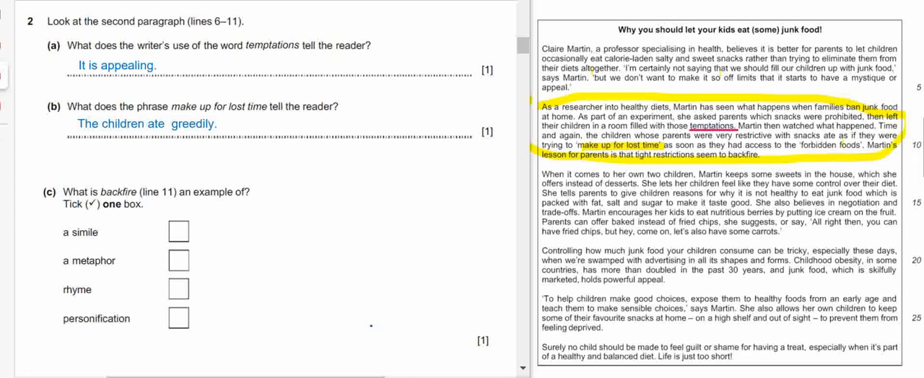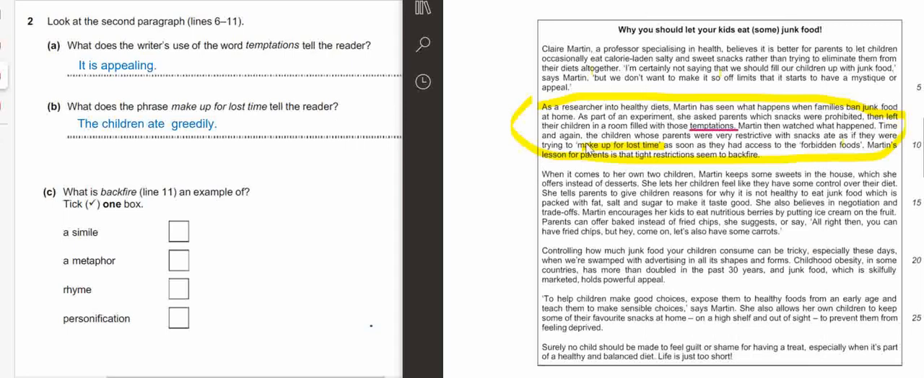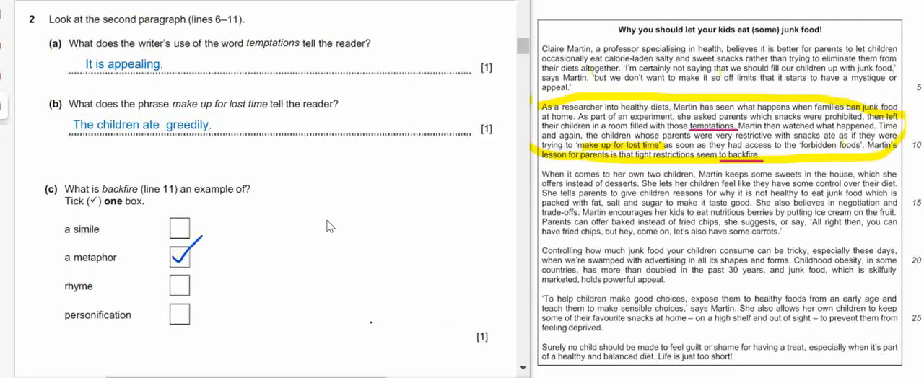10, 9, 8, 7, 6, 5, 4, 3, 2, 1. Here we go, backfire. Have you got your answer? If not, you may pause this video. We'll review the answer now. Is it a simile, metaphor, rhyme, personification? Have you got your choice? Right, it is a metaphor.